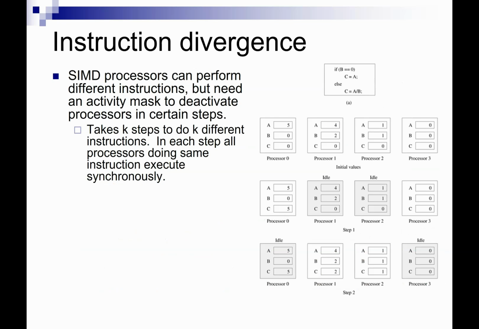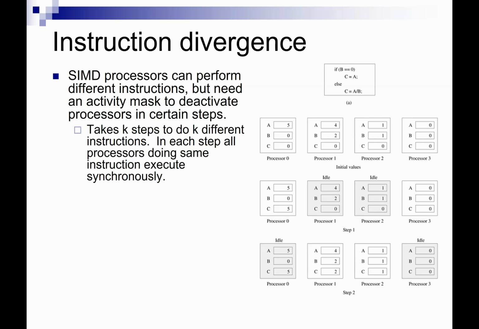Now, SIMDs do have their drawbacks. For example, SIMD requires that the processors execute the same instruction. We perform the same instruction on multiple pieces of data. But what if you want to perform different instructions on different data? You can still do that on a SIMD processor, but it's less efficient because you need to deactivate some of your processors when you're doing different instructions.